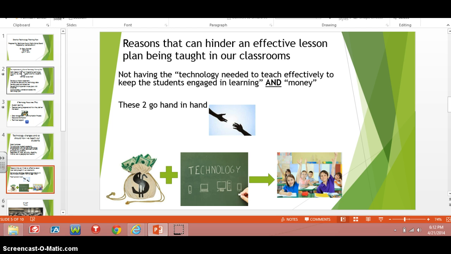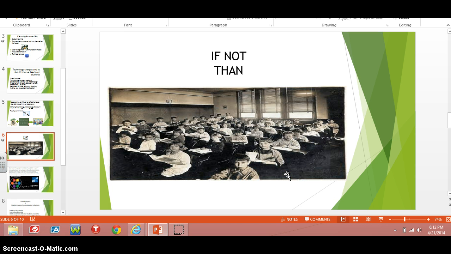Now, the problem we're having in the schools with getting the technology that's hindering us from having effective lesson plans is the fact that money, not having technology needed to teach effectively to keep the students engaged in learning. Okay? These two go hand in hand here. Money plus technology gives us students engaged in learning. If not, then we have what we have here. Students that don't look very engaged in learning and basically look like they could do without being in the classroom.